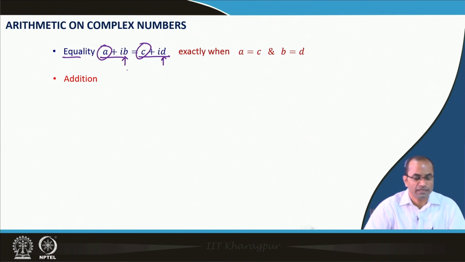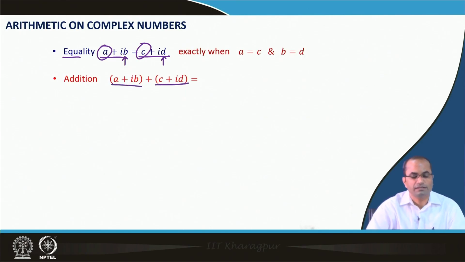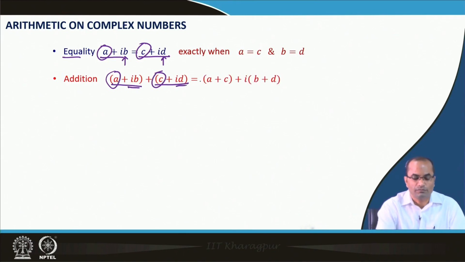The addition we can define again by adding the real part as well as the imaginary part separately. So, if we have two numbers, a plus i b and c plus i d, their sum will be the addition of the real parts, which forms the real part of the sum, and i b will be added to i d, which forms the imaginary part. So, a plus c plus i times b plus d will be the addition.